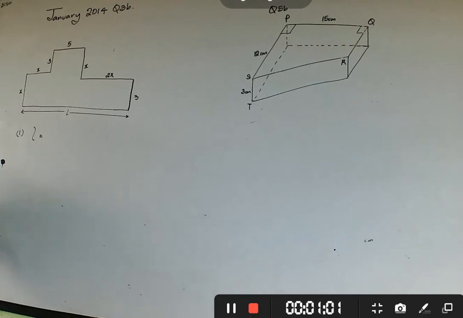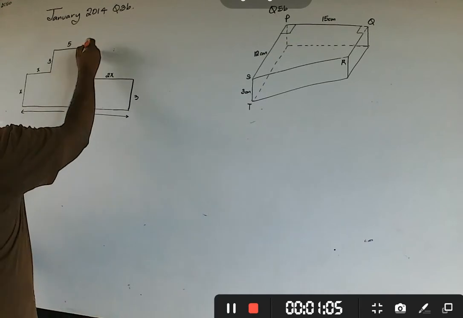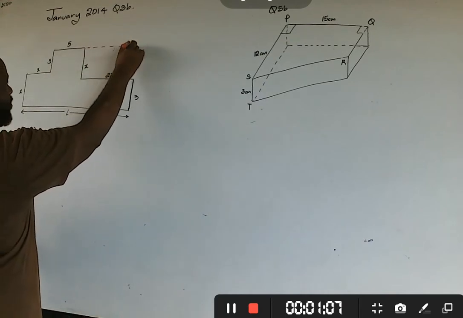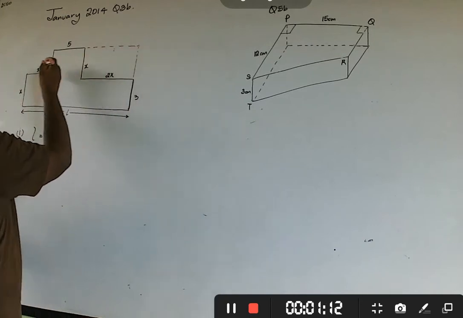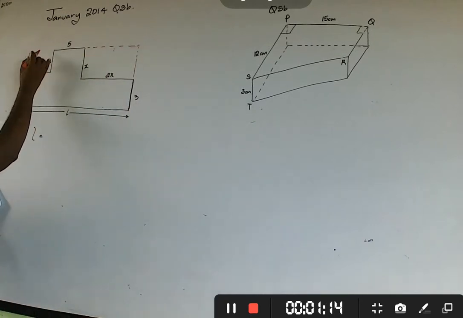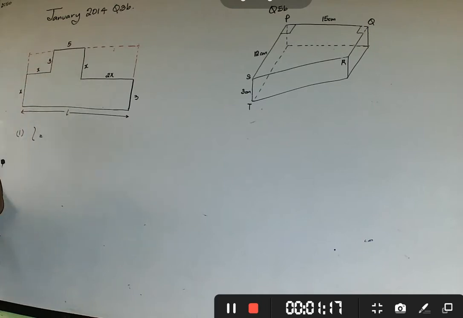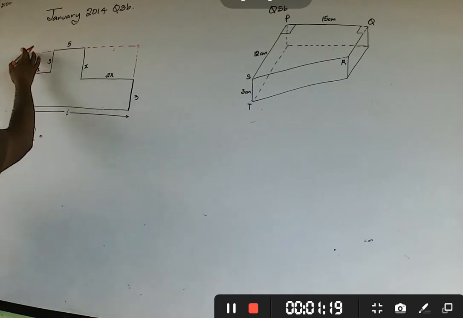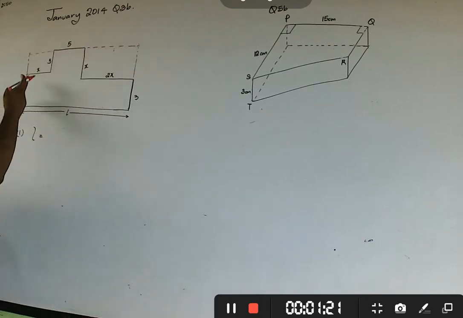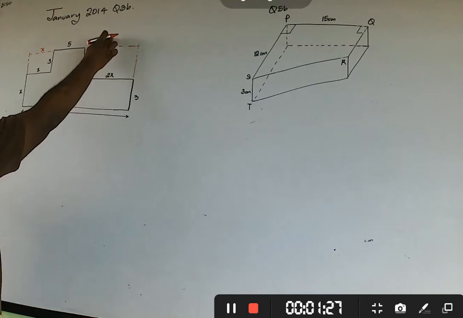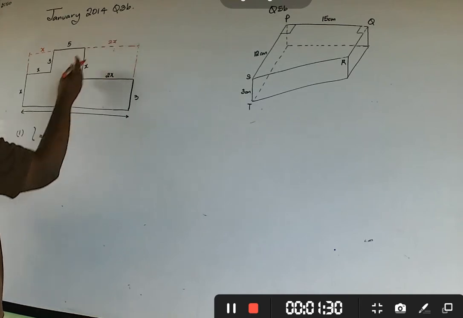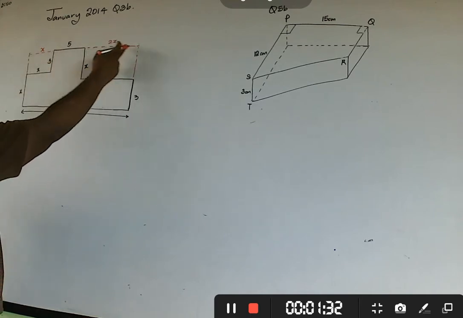Alright, let's see if we can try something. Would you agree that this length here is the same as this length here? Fine. This piece here says what? x. So up here says what? 2x. So this is L and this is also L, doesn't it?